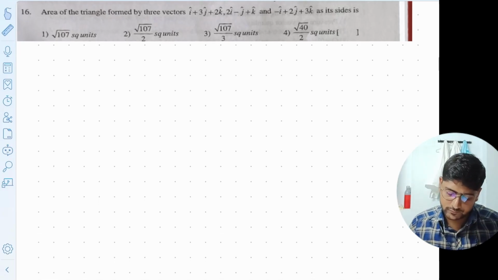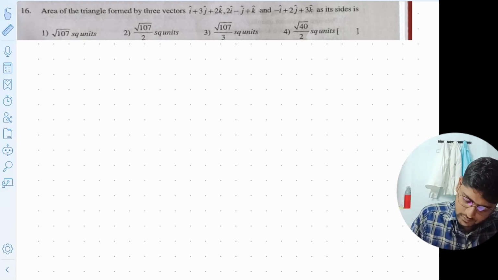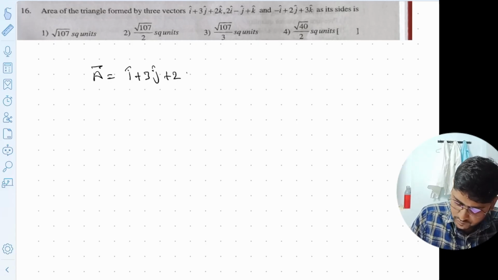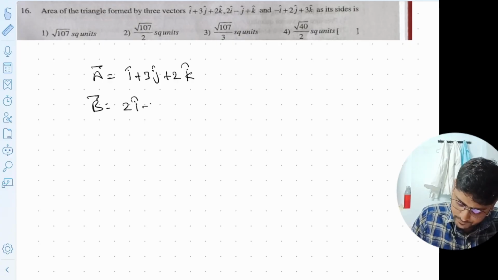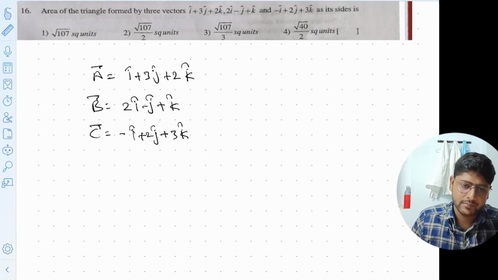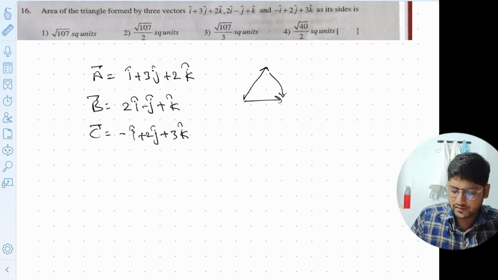Now I will tell you how to solve this question. Suppose vector A is i cap plus 3 j cap plus 2 k cap, vector B is 2 i cap minus j cap plus k cap, and vector C is minus i cap plus 2 j cap plus 3 k cap. These are the three vectors, and suppose they are making a triangle. What will be the area of this triangle?